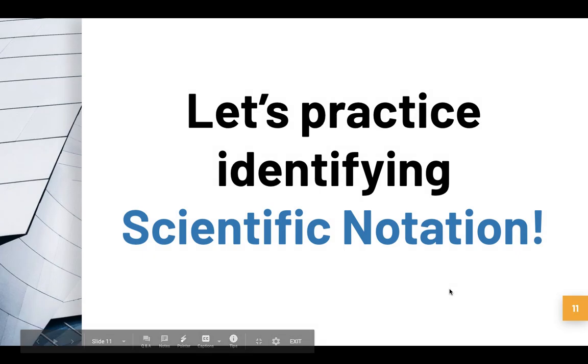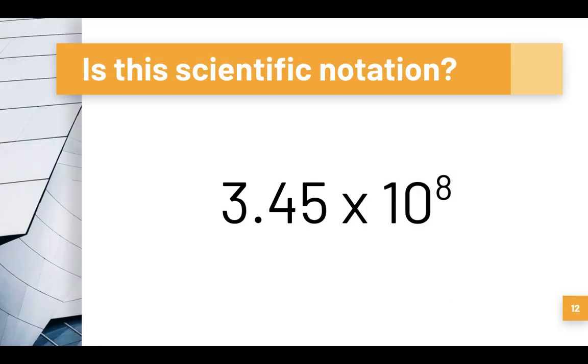So let's practice identifying scientific notation. Is this in scientific notation? 3.45 times 10 to the 8th. Yes, it is. How do we know? This number in front, the 3, is larger than 0, and it's less than 10. And this 8, our exponent, is a whole number.